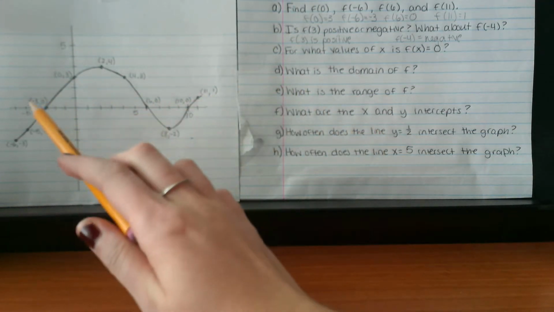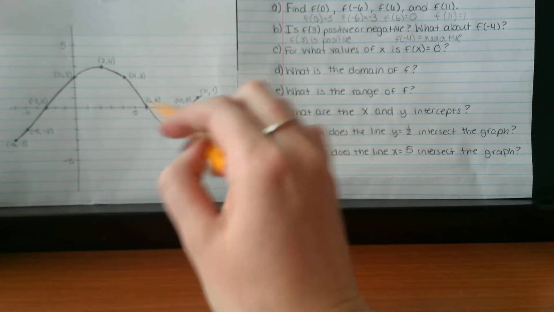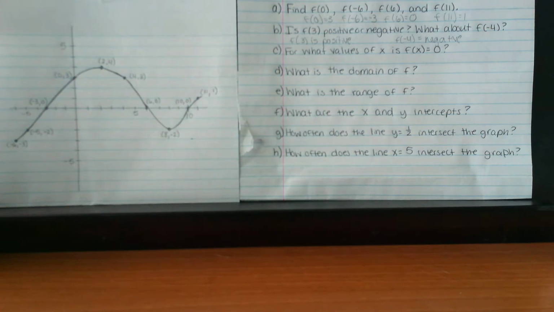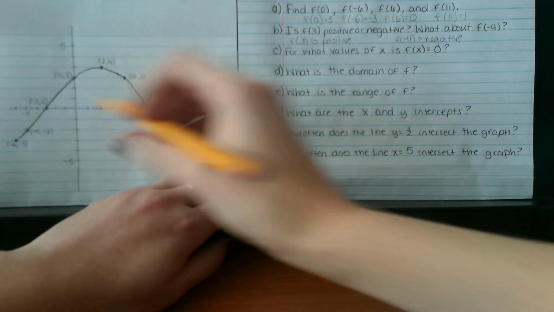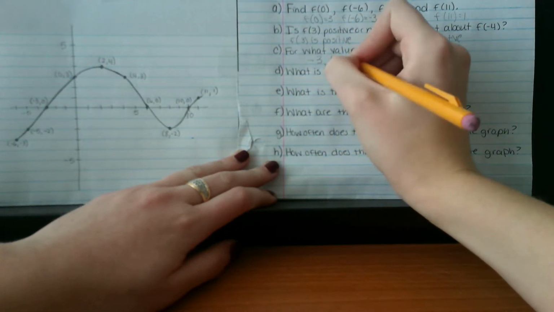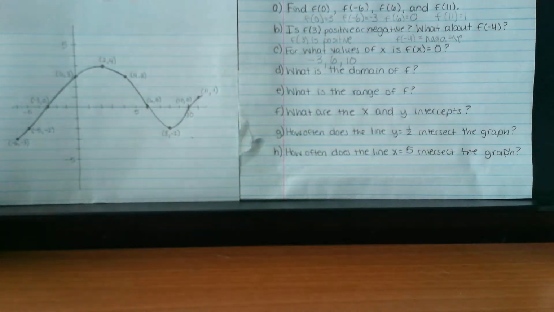So now that we've found those points where y equals 0, we're just looking for the x value. So for what values of x is the function of x equal to 0? Well, we can see that that would be -3, 6, and 10. And that goes for any number, not just 0.